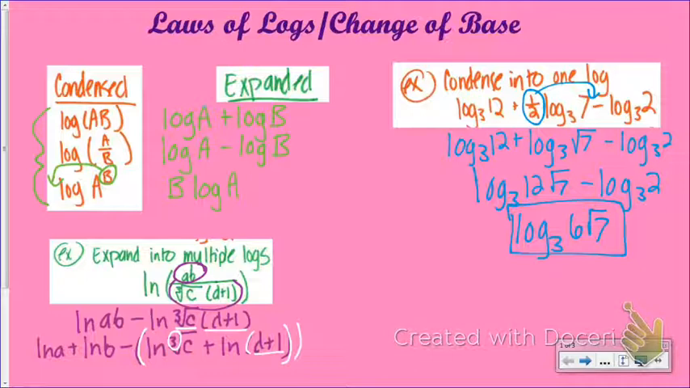So what that's going to do to my final answer is make me have the natural log of A plus the natural log of B minus 1/3 the natural log of C plus the natural log of D plus 1. And that's my final expanded version. So I have multiple logs, and none of them have any multiplication or division or anything else in their argument.